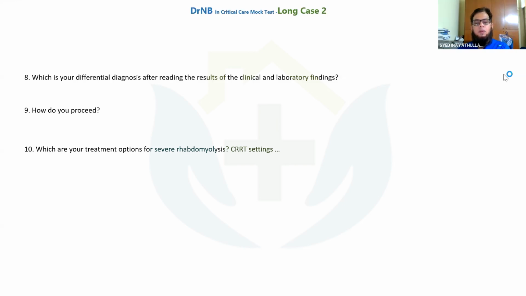Continuous veno-venous hemodiafiltration. I would like to prescribe a CRRT effluent dose of 25 to 30 ml per kg, and I will decide based on the hemodynamic instability how much ultrafiltrate I would like to start and remove. Okay. Anything else you would like to do on CRRT?